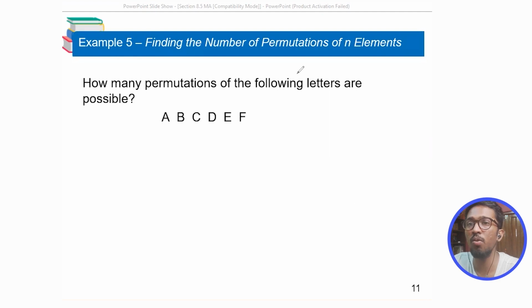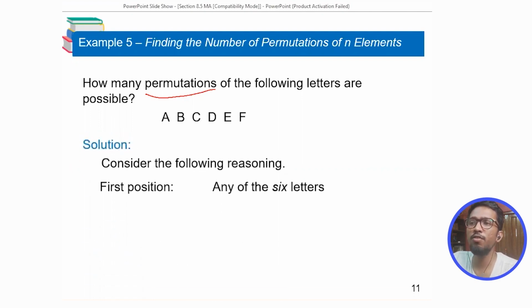Now think about how we can use the principle of counting. Here my event is to find how many possible permutations, meaning how many possible arrangements we can make with these 6 letters. Think about it to find that. So first, we can think in this way.